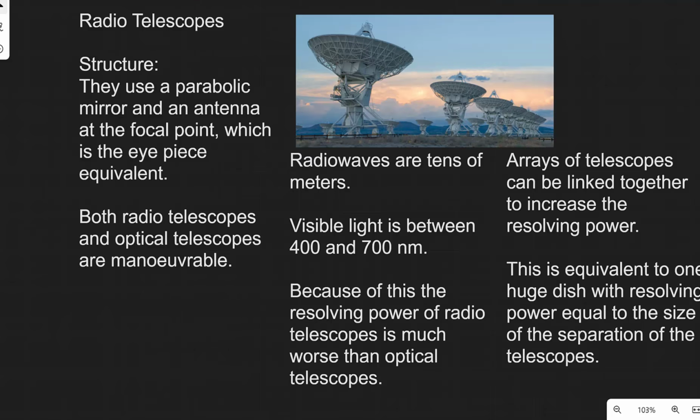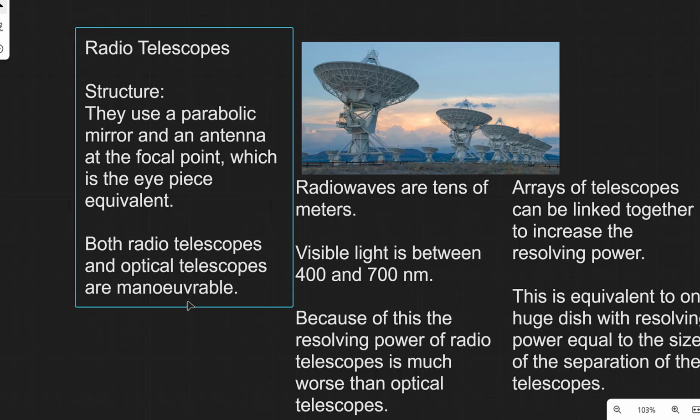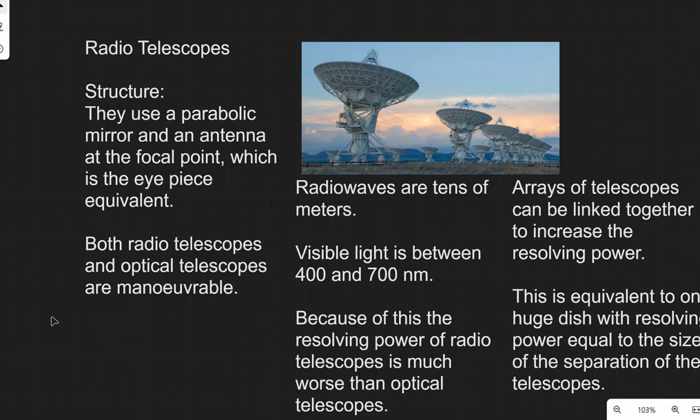It is not just visible light that we use, we also use radio telescopes and infrared and ultraviolet telescopes. Now, what do I mean by radio telescopes? So first of all, they just use radio waves, which can be anywhere up to tens of meters. They have a very, very similar structure. So they have a parabolic mirror, as you can see in this image over here. And because it's not visible light, but the data is just analyzed, they're focused at a focal point, which is just an antenna. So they're essentially parabolic telescopes, but they reflect radio waves. So both the radio telescopes and the optical telescopes, and in fact all telescopes, are maneuverable. What do I mean by that?